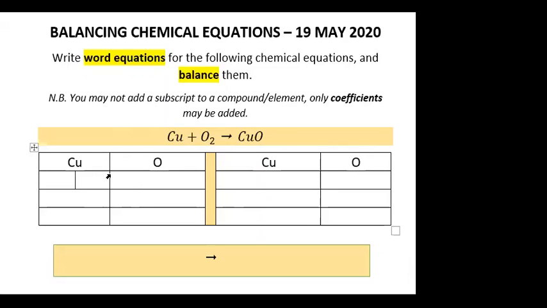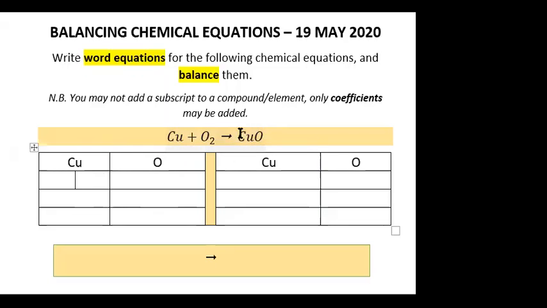The table will include all the elements. Notice how I'm saying elements and not compounds. The separate elements will have their own column. Can you see that in this chemical equation we have copper and oxygen, right? So in the reactants portion, we have one column for copper, one column for oxygen.